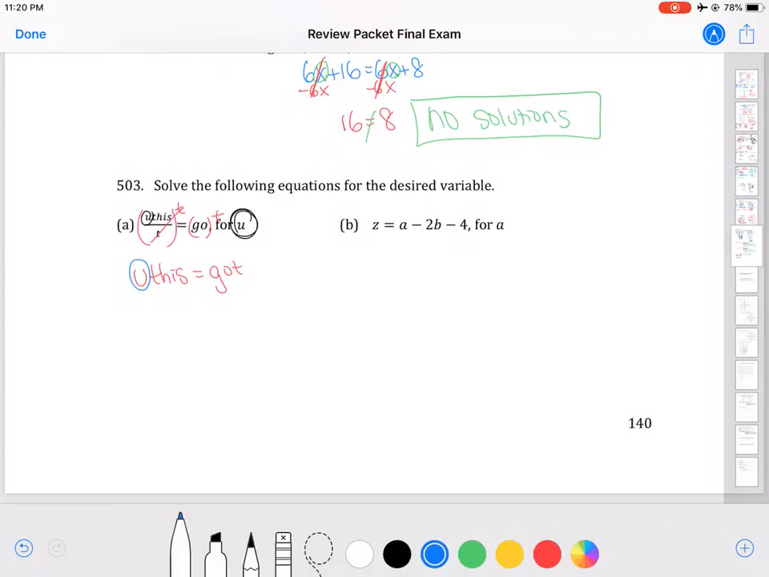Okay, again, you're still trying to get U by itself. It's not quite there yet. It's being multiplied by this. So to get rid of this, I'm going to divide both sides by this so that these all cancel. U is by itself, and you just leave your answer like you see it, got over this.